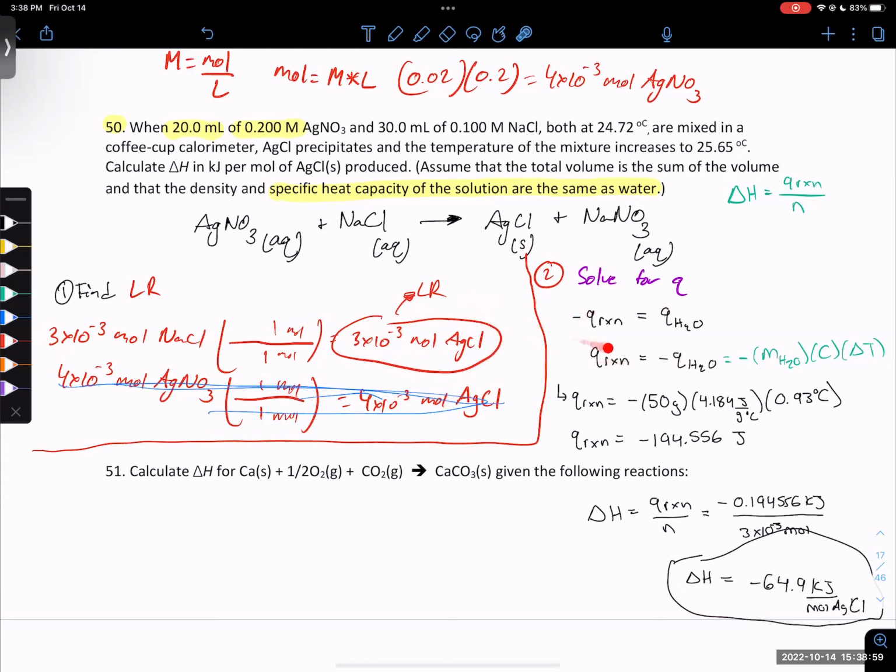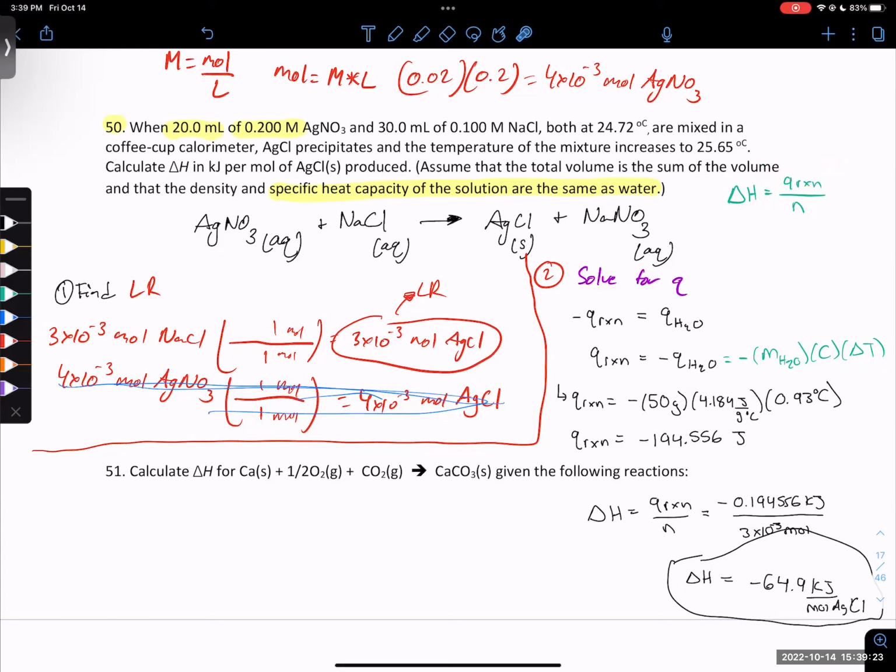But we also know why we're solving for the Q of reaction. It all goes back to this equation up here. In order to find the delta H of reaction, we have to have the Q of the reaction, and we have to divide it by the moles. So here we found the moles. This is the base equation, the very basic principle of why I'm solving for Q of reaction.